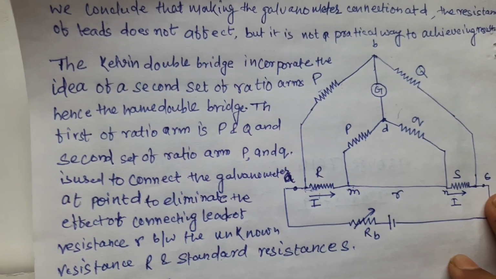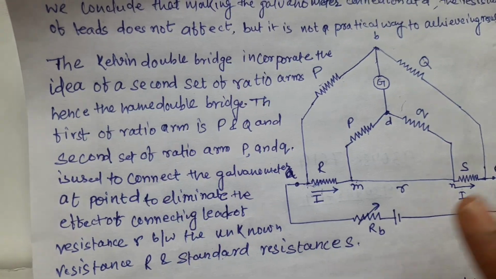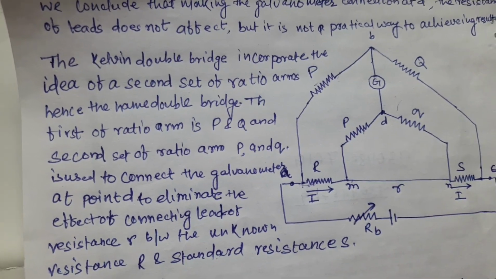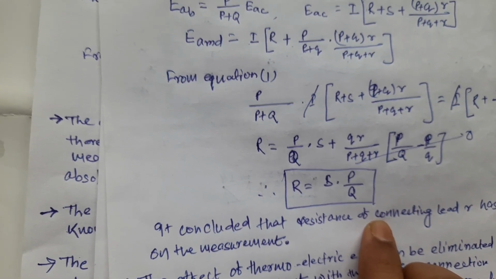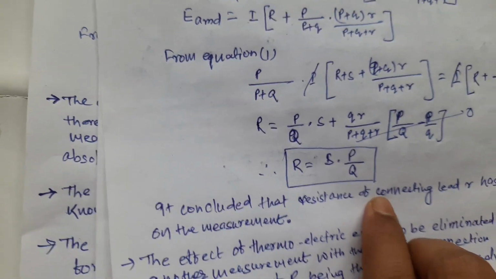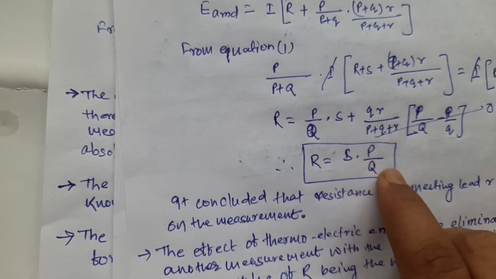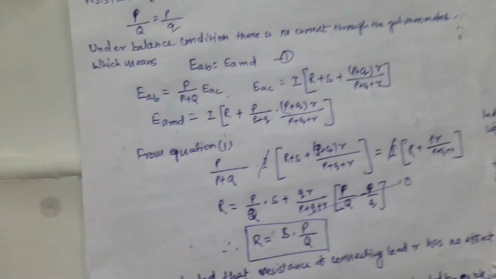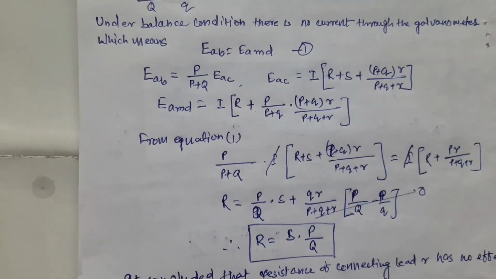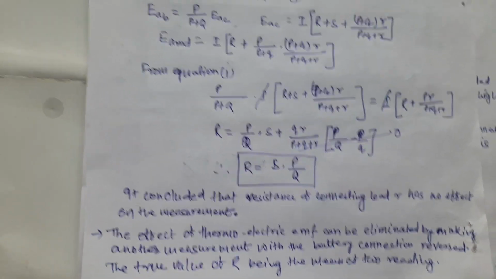Now the bridge has two double arms, capital P by Q and small p and q. In this way we minimize the effect of the connecting wire, and finally we conclude that the unknown resistance does not have any effect of the connecting wire, and finally the unknown resistance is equal to S into P by Q. The second method is the potentiometer method. The potentiometer method is lengthy as compared with the other methods. So the most popular and accurate method of measurement of low resistance is the Kelvin double bridge. Thank you.